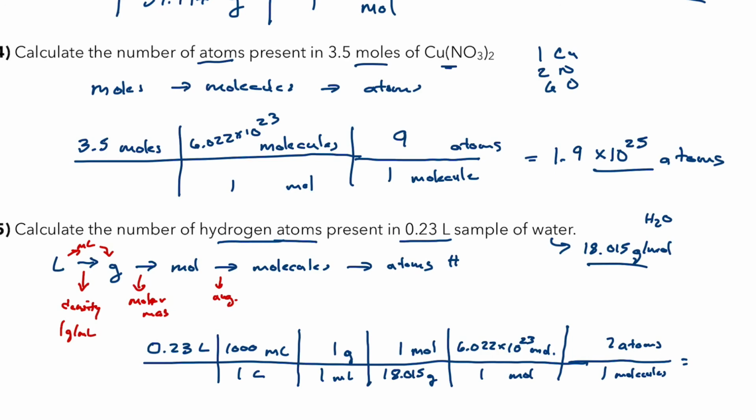So 0.23. Sorry while I type here on my calculator. Okay, so I got the answer is 1 point. Let's see how many sig figs. So my answer gave me 2. That leading 0 doesn't count, so I need 2. So it should be 1.5 times 10 to the 25th hydrogen atoms. And there you have it.